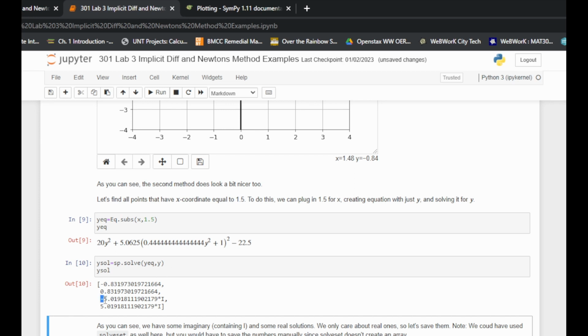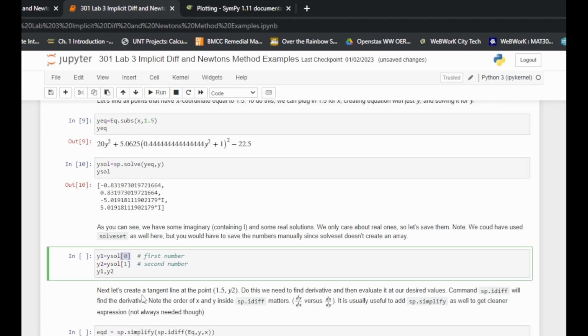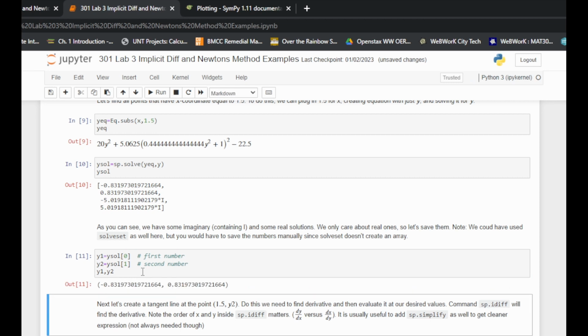Now notice that the last 2 solutions, however, are imaginary. You can tell this because they have times I. So we don't care about those, we only need real solutions since we're looking for coordinates. So that's only the first 2. Also note that all the solutions are given in the form of a list. We can see this by these brackets. So we can save our solutions by just picking the first 2 solutions from the list. So we will save y1 as the first element of that list and y2 as the second element of this list. And there we go.